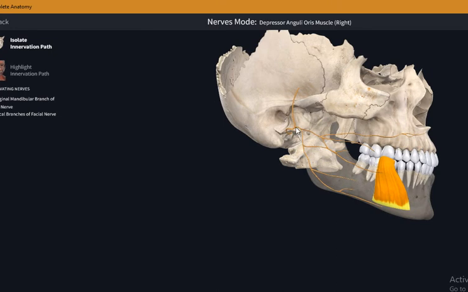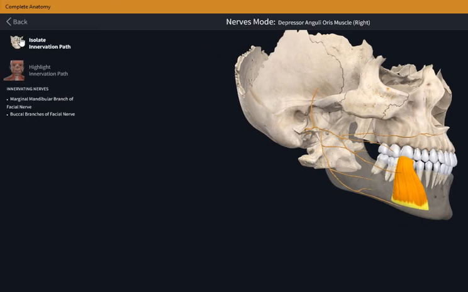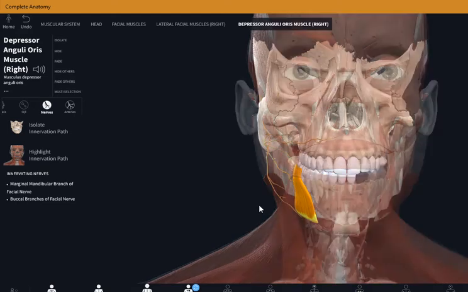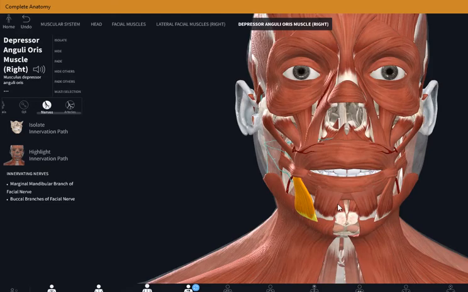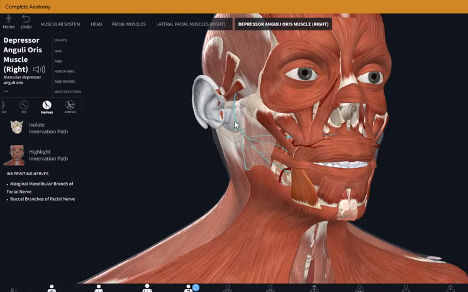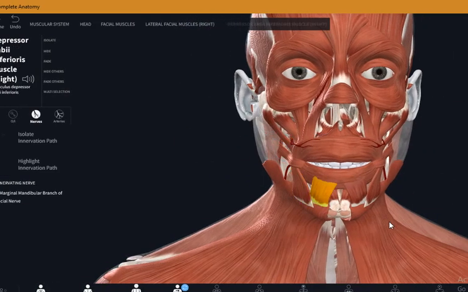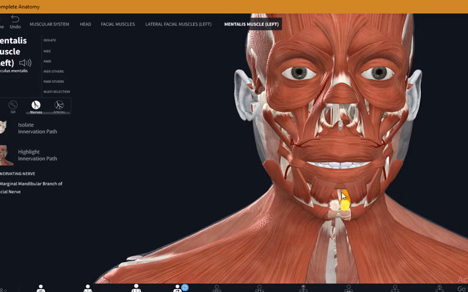The zygomatic part is not really used in this portion. It's mostly the marginal mandibular and the buccal. So depending on the zone in which they are located, the different parts of the facial nerve are going to be used. So you can already see from here. Now, after this muscle, we have the depressor labii inferioris here. And here we have the other muscle called the mentalis muscle.